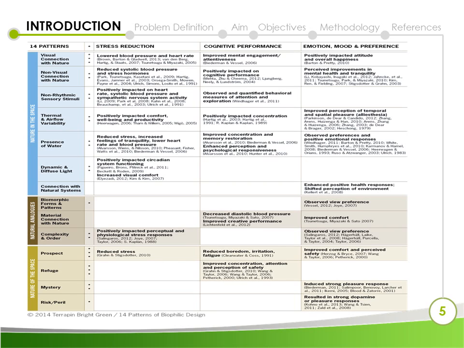And finally, within the nature in the space, dynamic and diffuse lighting shows within stress reduction that it positively impacts the circadian system functioning and it increases visual comfort.